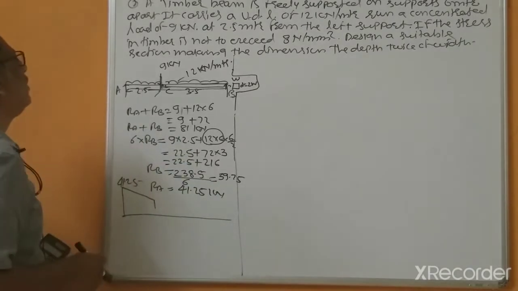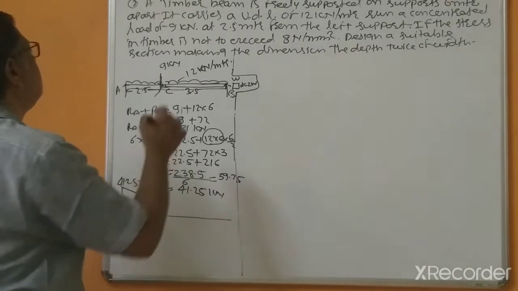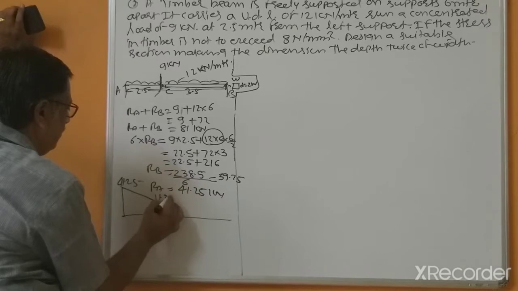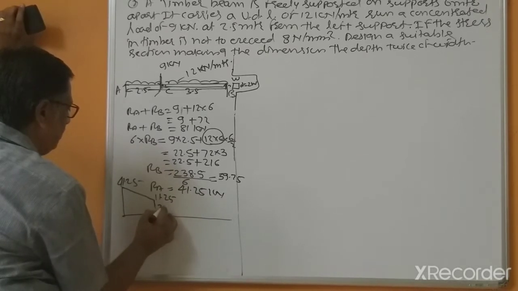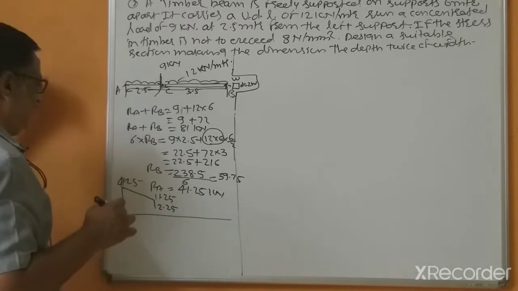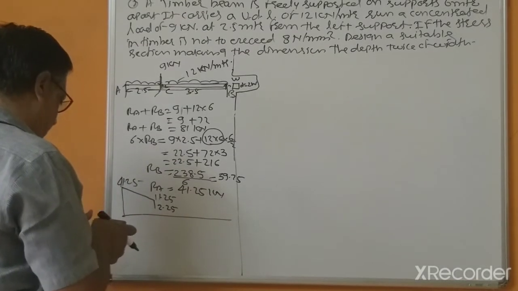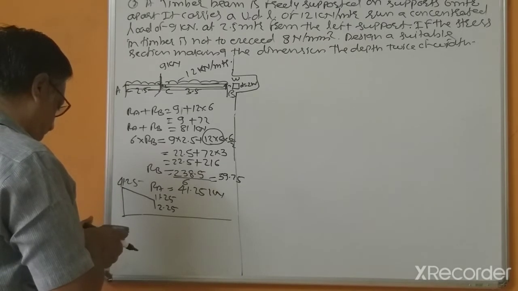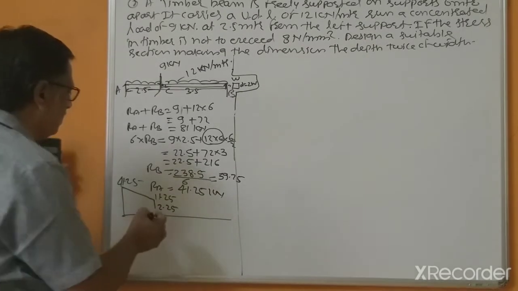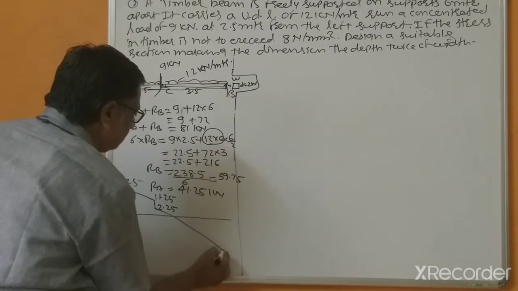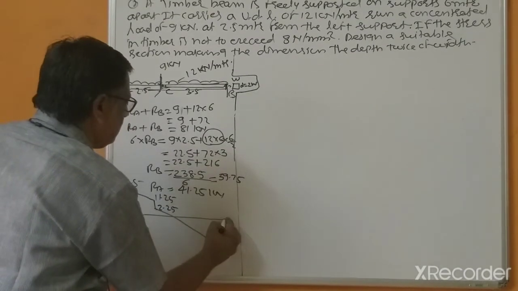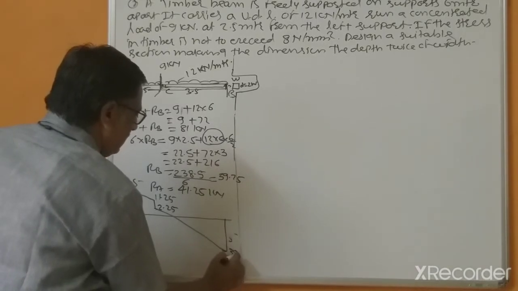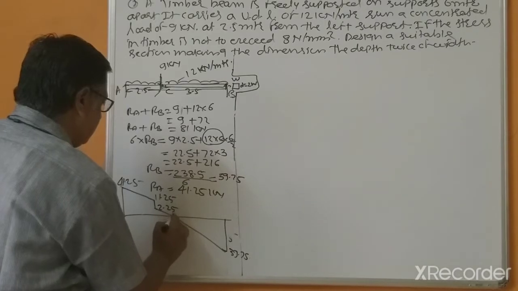41.25. 12 into 2.5 means this is 30. 30 means 11.25, and this is 2.25. 2.25 minus 12 into 3.5, 39.75. So this is equal to 39.75.